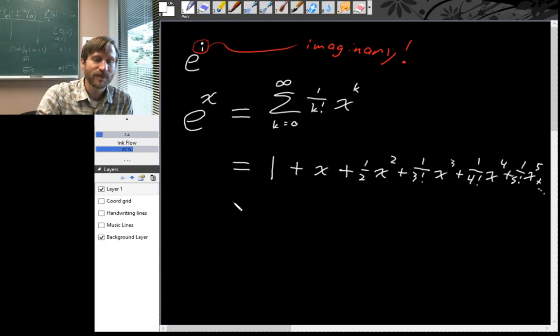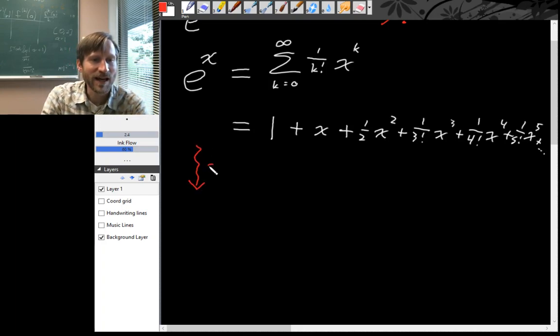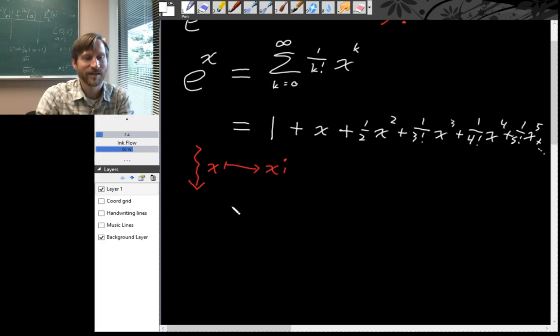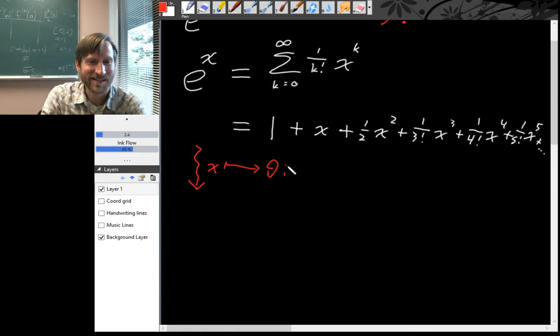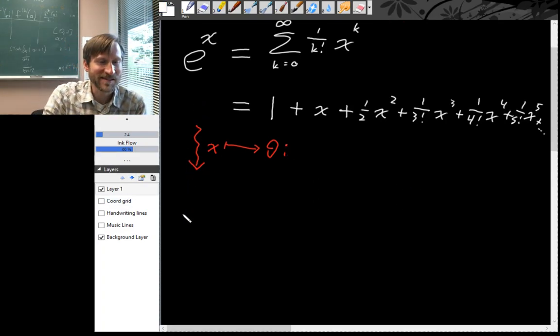Okay. So what we're going to do to try to make sense of what happens for imaginary powers is we're just going to replace x with x times i. Actually, let me use a theta instead of an x. Okay, when we do that, the left-hand side turns into e to the theta i.